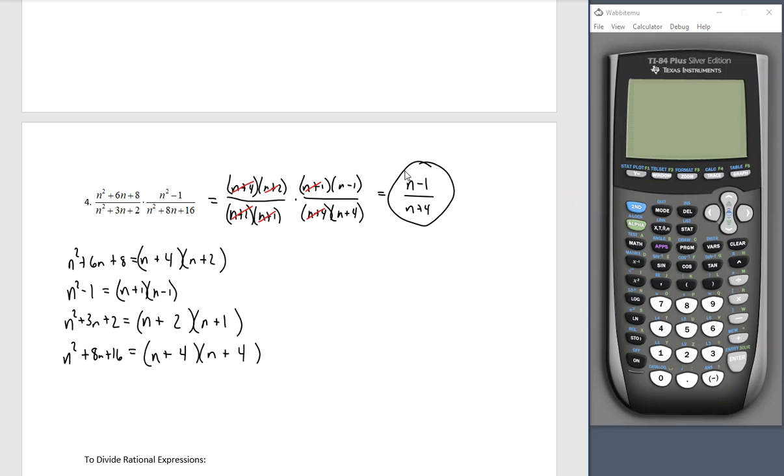But think about this. Why is this skill useful? I'm asking you to evaluate this when n equals negative 10.